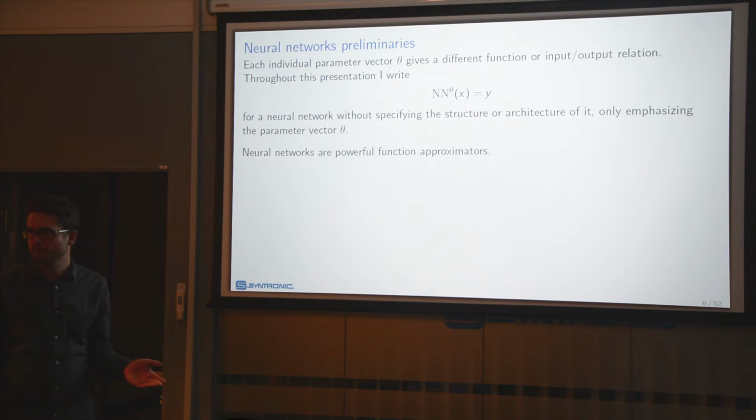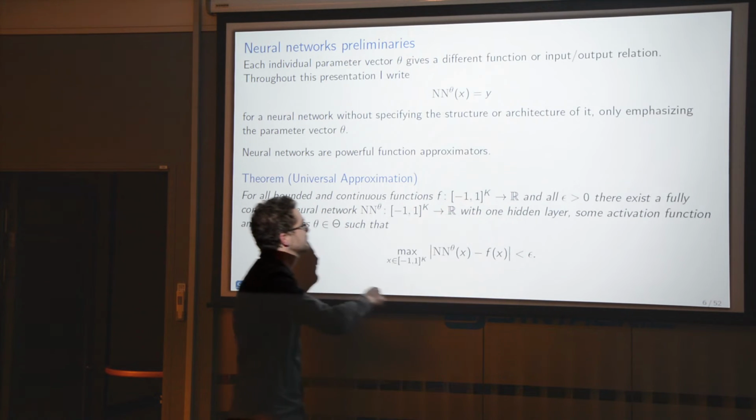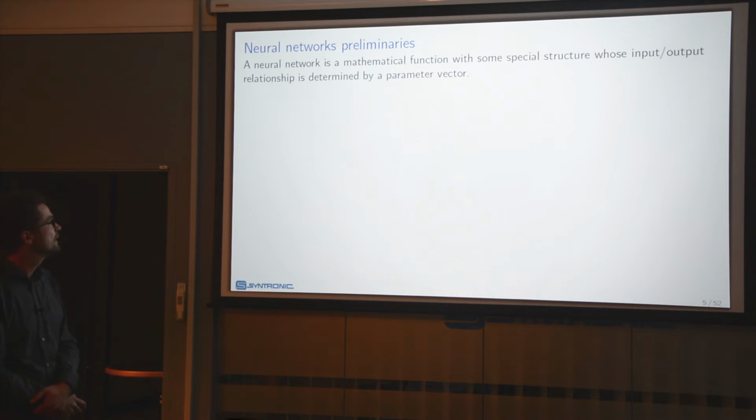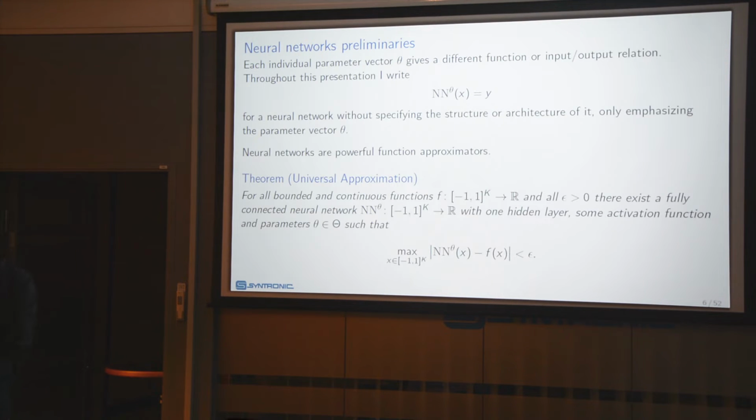And they are very powerful function approximators, and this can be read from the universal approximation theorem, which says that in the unit cube in k dimensions, any continuous bounded function can be arbitrarily well approximated with a neural network. And that's this kind of network with one hidden layer. The result doesn't say anything about which activation function or how many nodes, it's not constructive, it's just an existence result. But it says that this class of functions is rich.